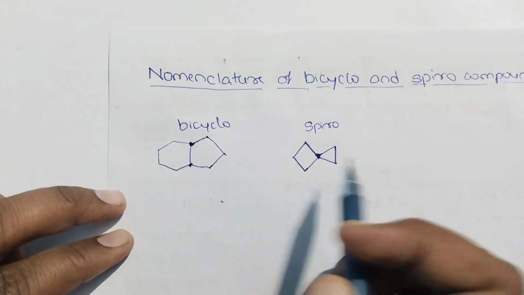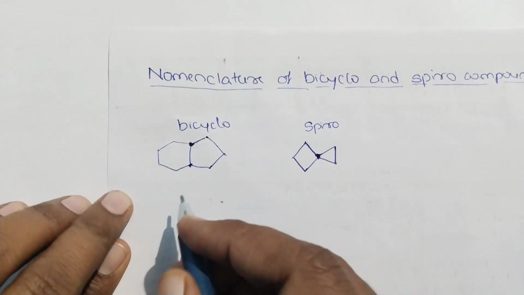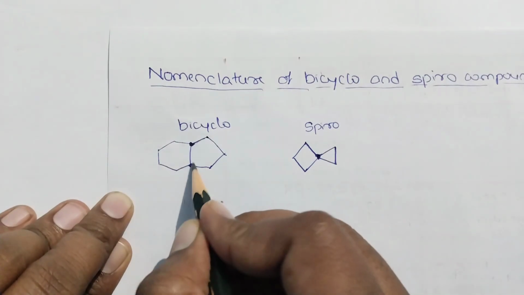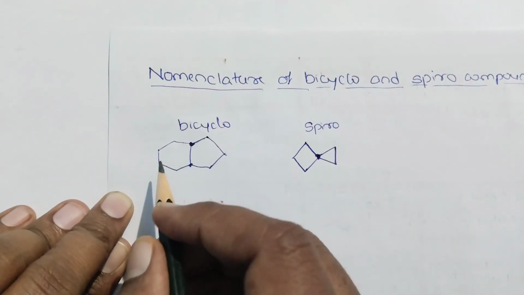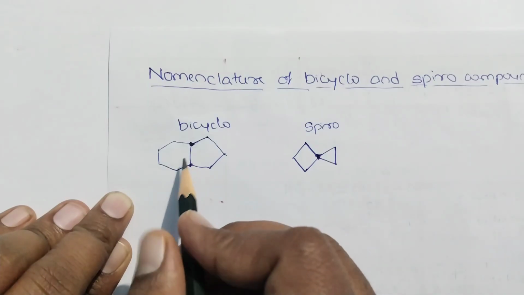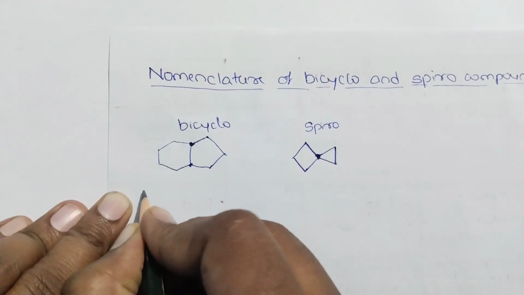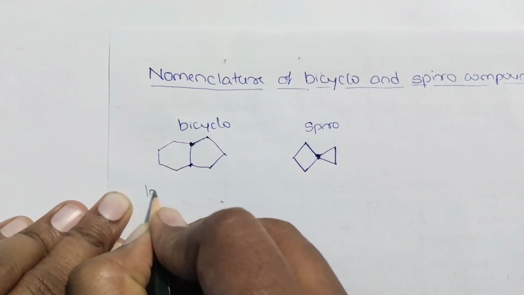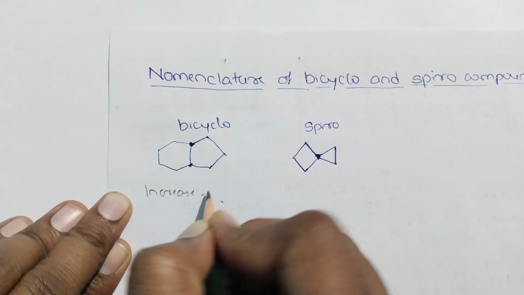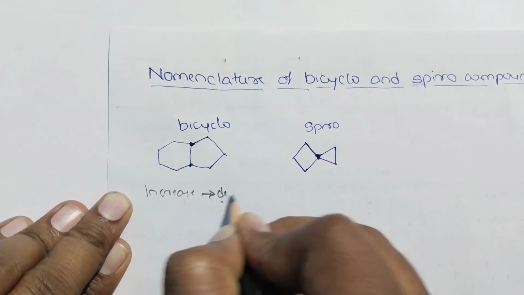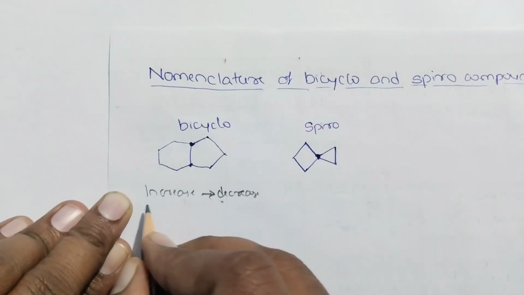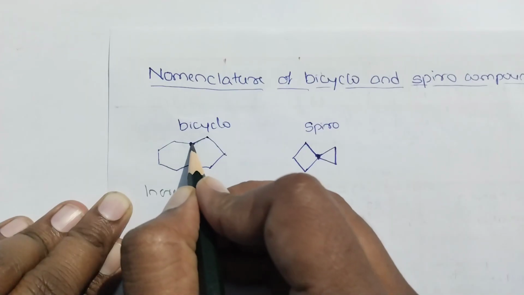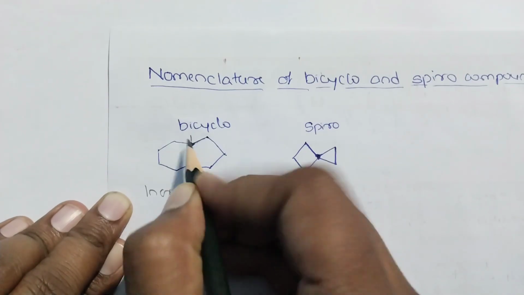Okay, how to name these bicyclo and Spiro compounds? Bicyclo nomenclature: these two are bridged carbon atoms. First we have to give the numbering. In bicyclo the trend is decreasing order, from increase to decrease, means it is a decreasing order. So first you have to give the number either to this or to this one.